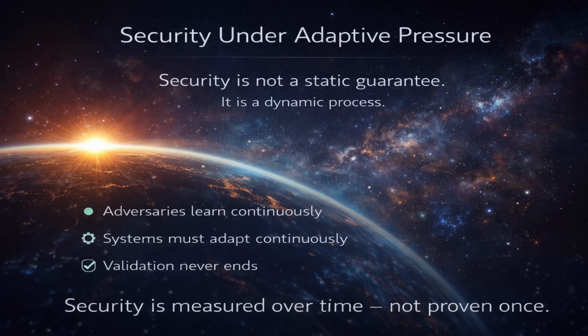Under adaptive pressure, security stops being something you prove once and becomes something you sustain over time. Adversaries learn continuously, systems must adapt continuously, and validation never truly ends. There is no final configuration, no permanent threshold, and no static guarantee that holds indefinitely. Real security isn't defined by a proof or a passing metric. It's defined by how a system behaves, evolves, and is measured over time. Security is not a state, it's a process.